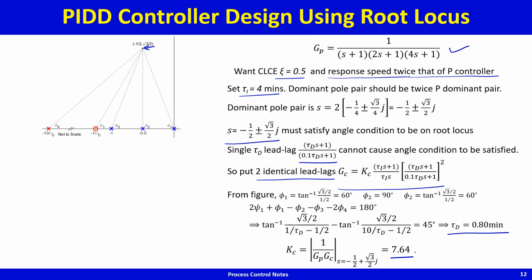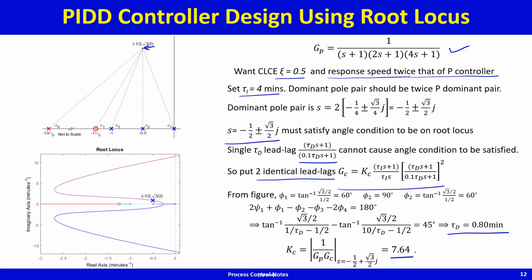7.64, and that's that. If you look at the root locus, you see the root locus is bent over so much, and that is because the asymptotes are so far to the left. But the key point is that it is passing through the desired point.